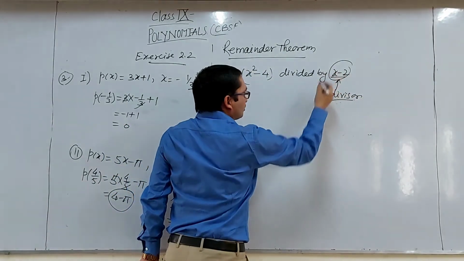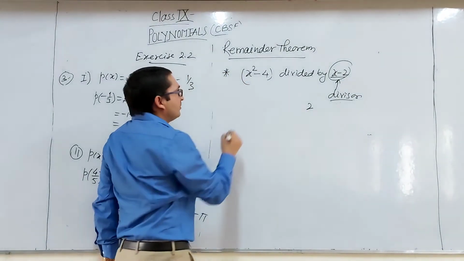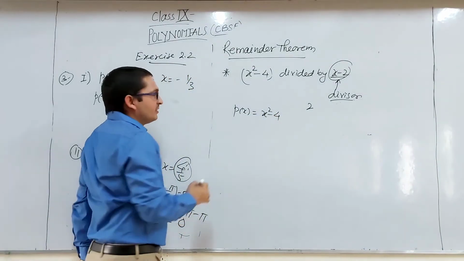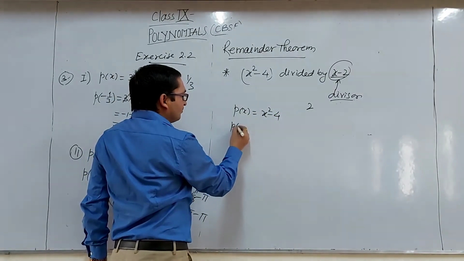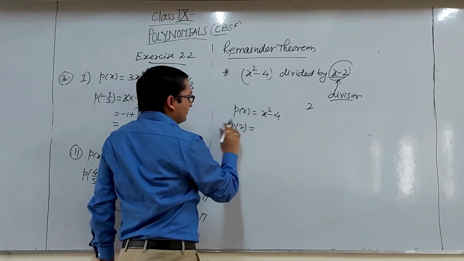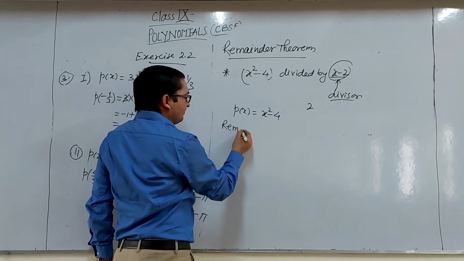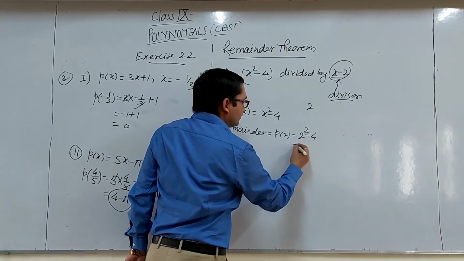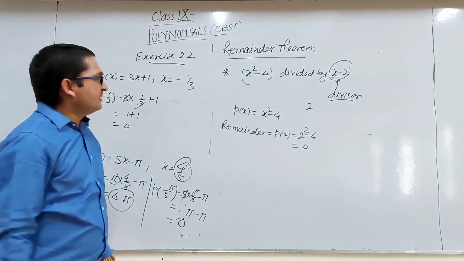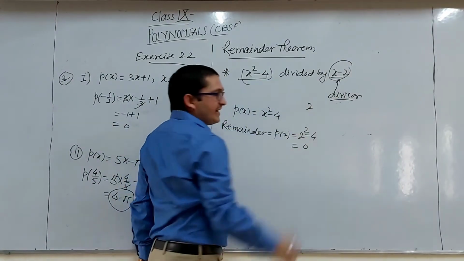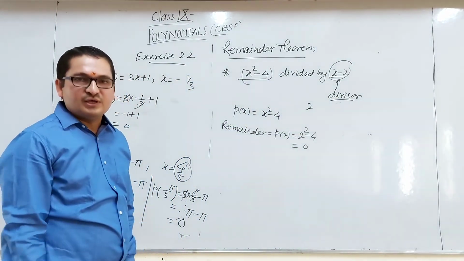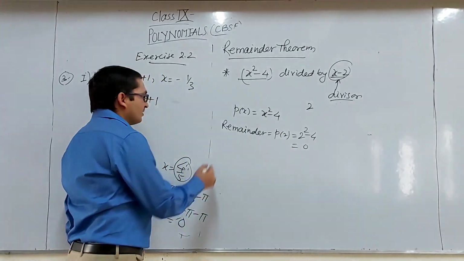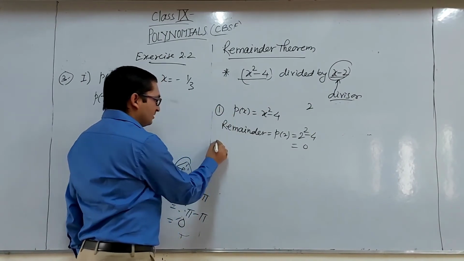What is the zero of the divisor? 2. Now p(x) is given as x squared minus 4. Now let me put the value over here. p(2) will be the remainder. So you can write like this, remainder equal to p(2), that is 2 squared minus 4. So what is the remainder? 0. It means if you divide x squared minus 4 by x minus 2, it's completely divisible. There is no remainder over here. So this is the method. We are not dividing, but we are finding the remainder. This is the first example. One more example we can take.